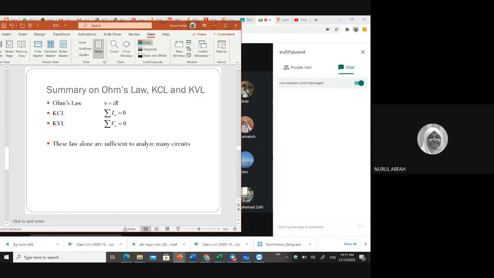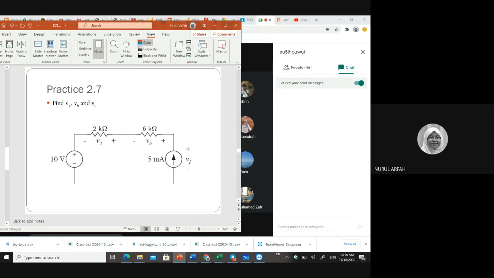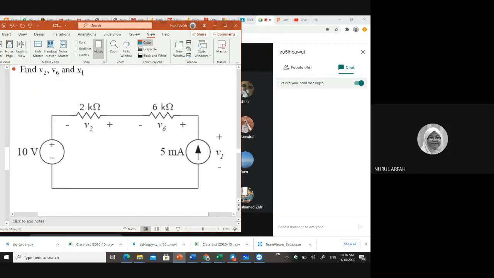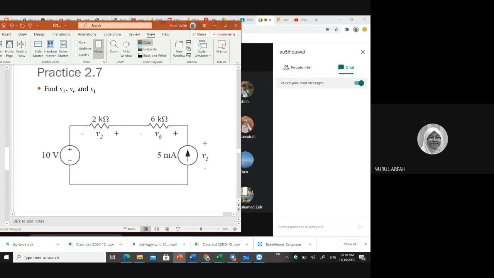Okay, this one done. These laws alone are sufficient to analyze many circuits. In fact, with all these three, you can solve many circuits. And then this part, practice 2.7. Before that, maybe this one, they didn't give you the imaginary current direction. So what do you think? Do you want to have a clockwise or counterclockwise current direction?